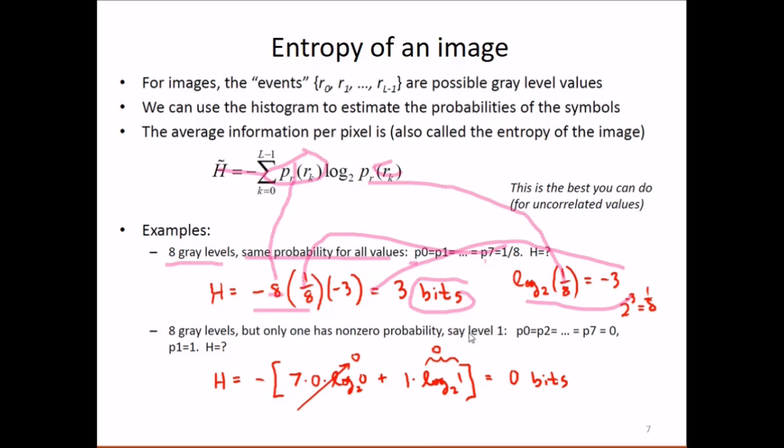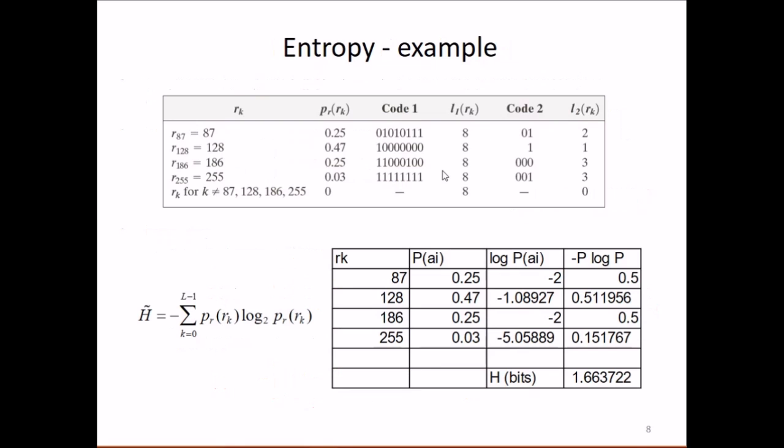And for this particular example, 8 gray levels, but only one has non-zero probability, say level 1. So p0 to p7, the other 7 numbers, have probability 0, and 7 into log 0 for each of these is 0, and level 1 will have a probability of 1. So we take 1 and log base 2 of 1. Log 1 is 0. So this will be 0 bits. This is how we are going to find it out.